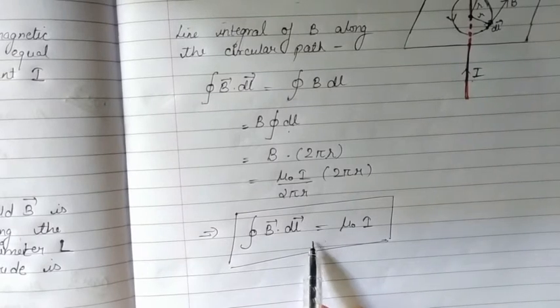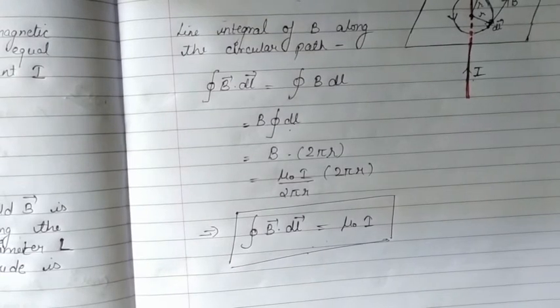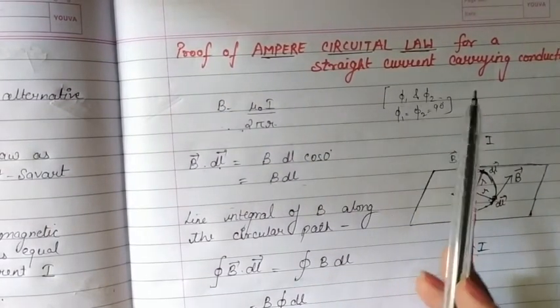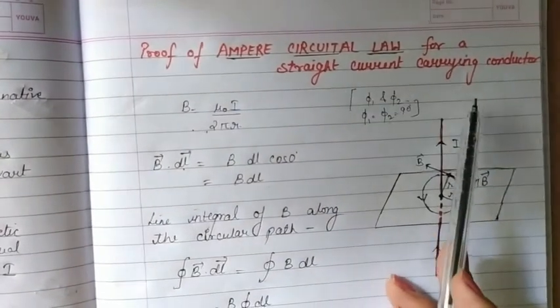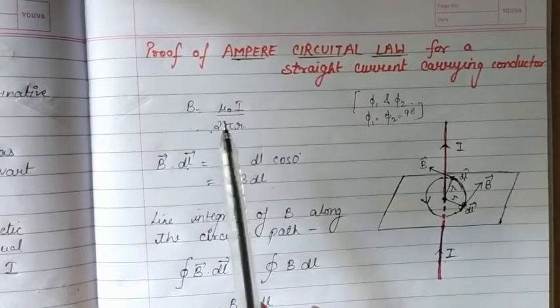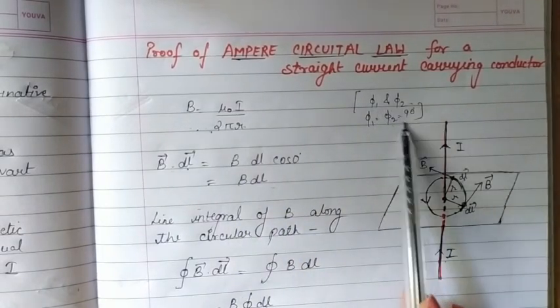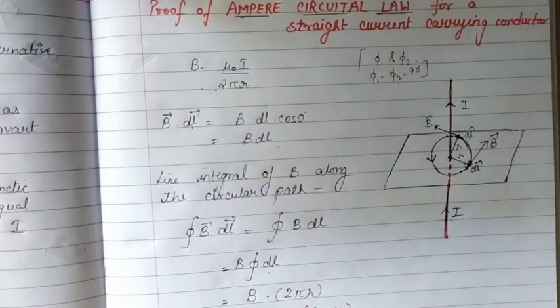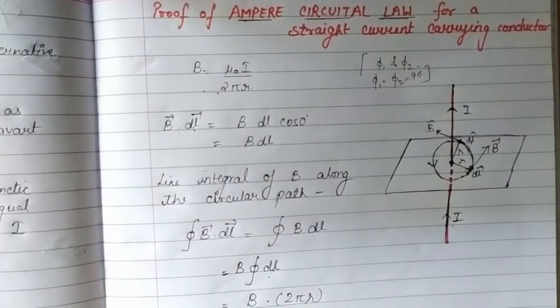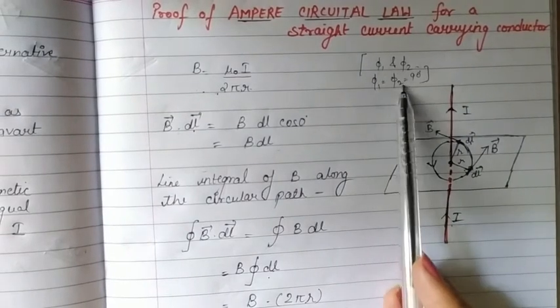So this law is valid for any assembly of current and for any arbitrary closed loop. Here we proved this law for a straight current carrying conductor. Now how did we do that? For a straight current carrying conductor using Biot-Savart law, we know that B is equal to mu naught I upon 2 pi r. We put phi 1 and phi 2 equal to 90 degrees in the formula for a straight current carrying conductor. To make it of infinite length, we put phi 1 and phi 2 equal to 90 degrees.